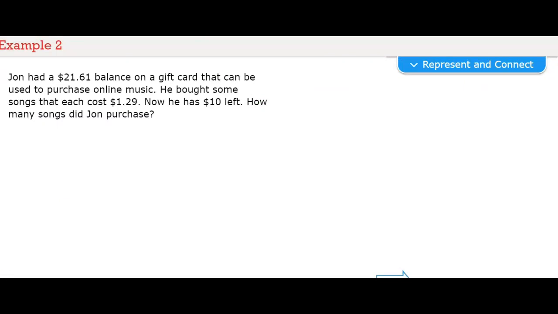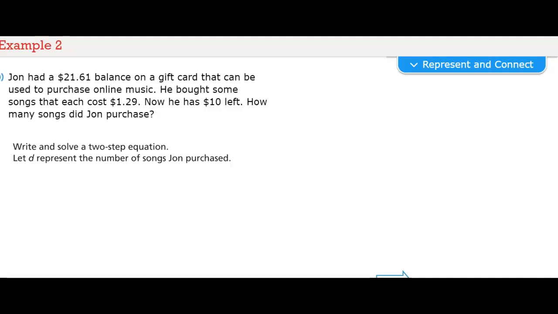John had a $21.61 balance on a gift card that can be used to purchase online music. He bought some songs that each cost $1.29. Now he has $10 left. How many songs did John purchase? Write and solve a two-step equation.